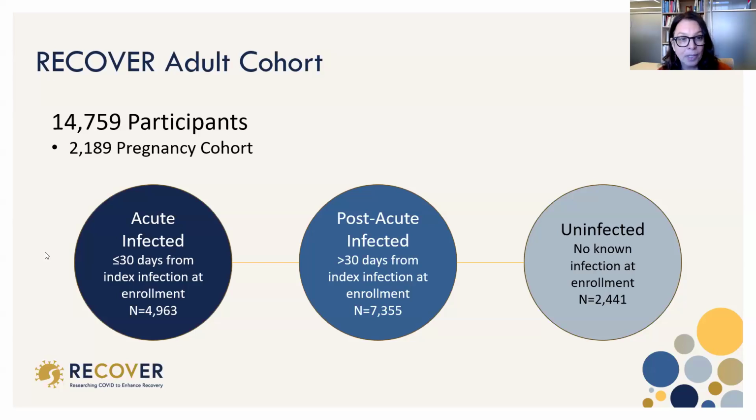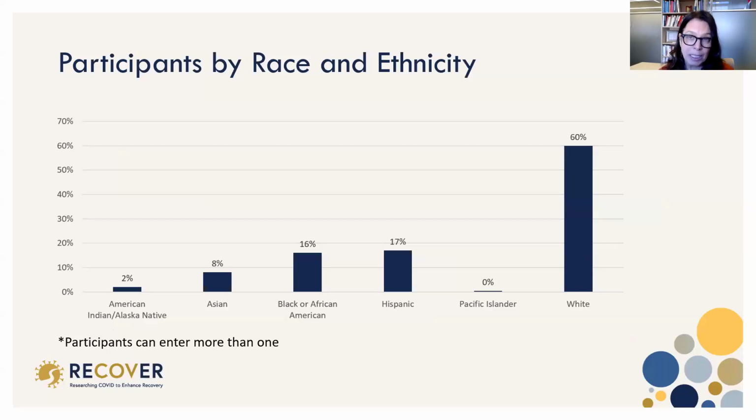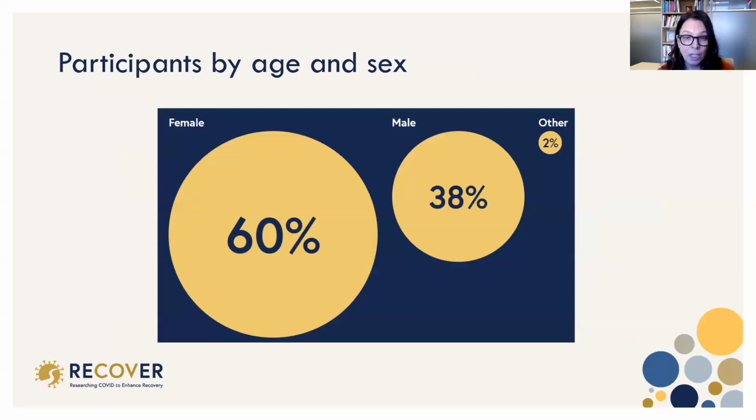Our participants look very much like the U.S. population. As a whole, our distribution by race and ethnicity is quite similar to the U.S. average, with the exception of an over-enrollment of Asian population. Our population is, however, over-enrolled for female participants. It's about 60% female, about 40% male.